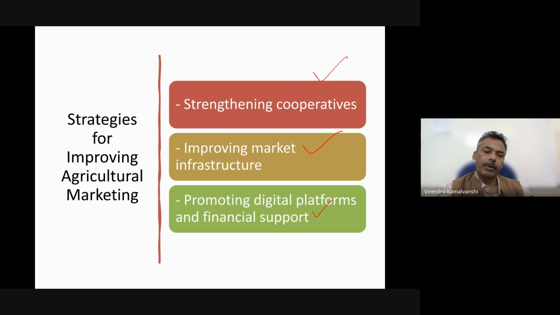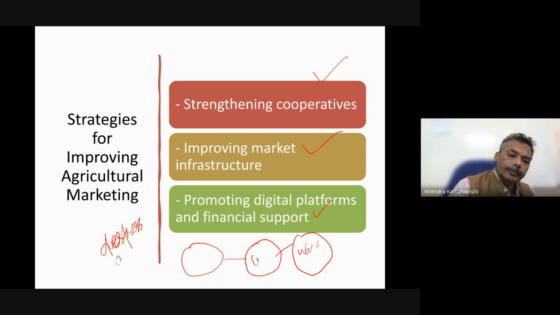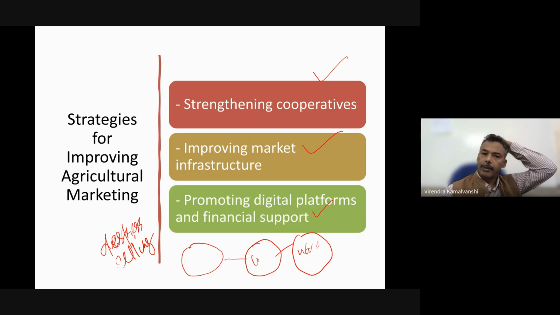We need credit support. Farmers go for distress selling of their produce because they need money. So if the government is providing some kind of credit support for the produce, even if it is kept in the warehouse, that kind of financial support will definitely reduce the cases of distress selling. Okay, distress selling. So that we can do strategies.